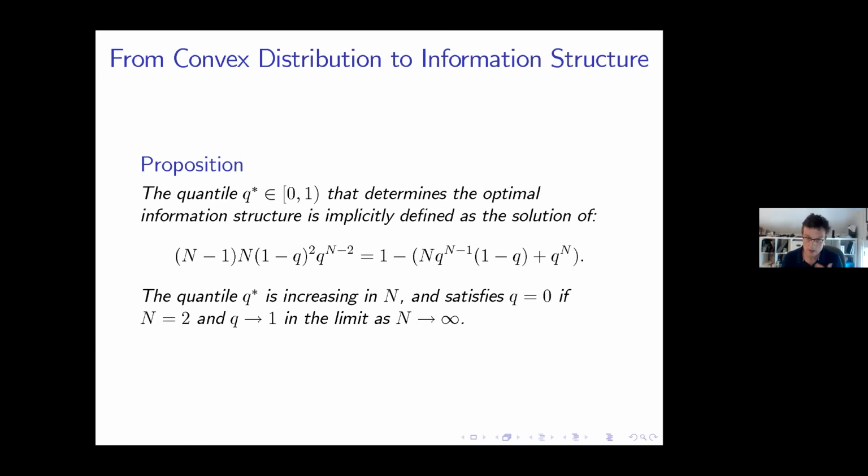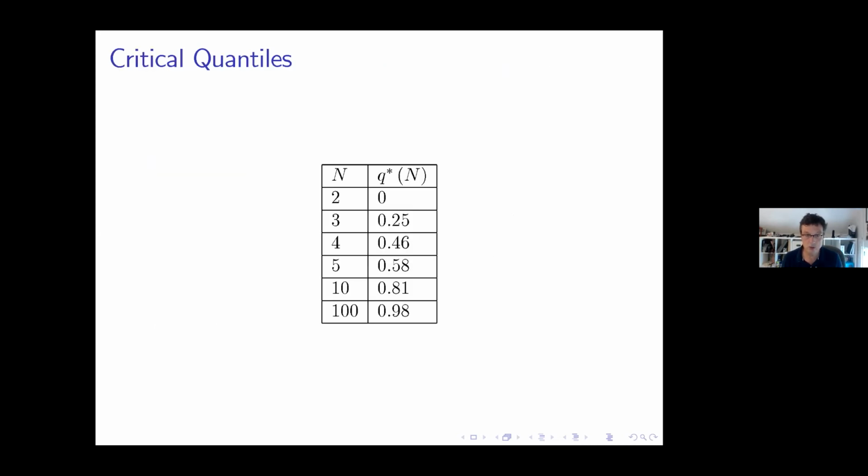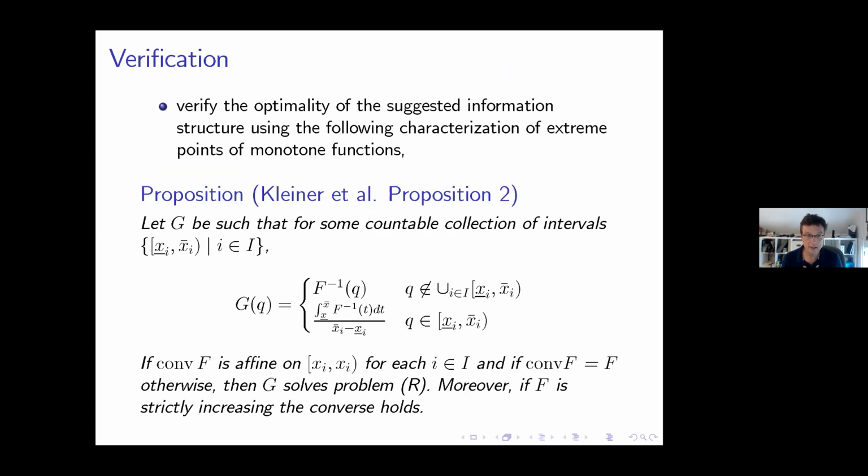So the impact of the information on the revenue is going to remain even with a large number of bidders. To verify that the given conjecture or the geometric argument indeed constitutes the optimal information structure, we can use a verification result from a recently forthcoming paper, I think in Econometrica, by Andy, Philip, and Benny.